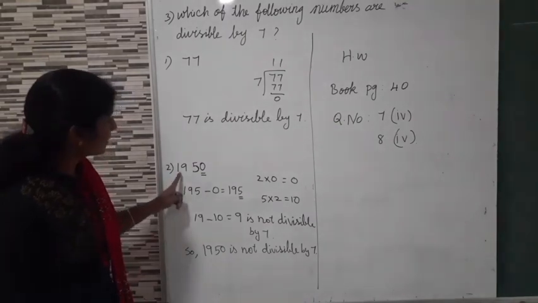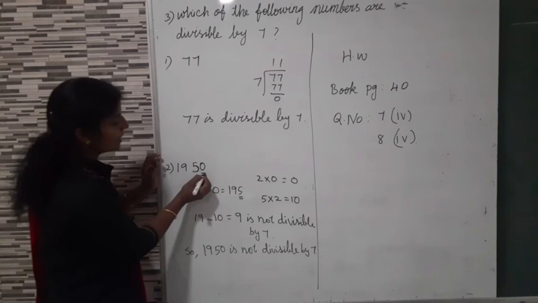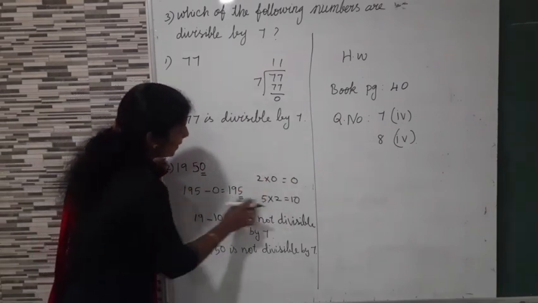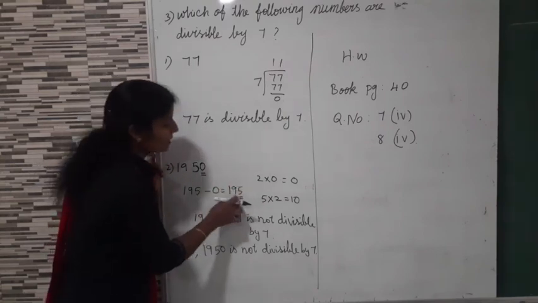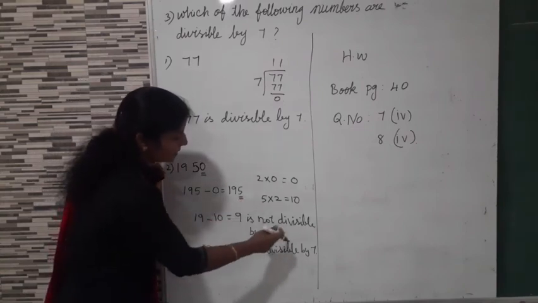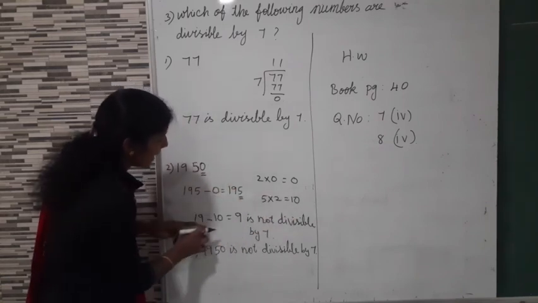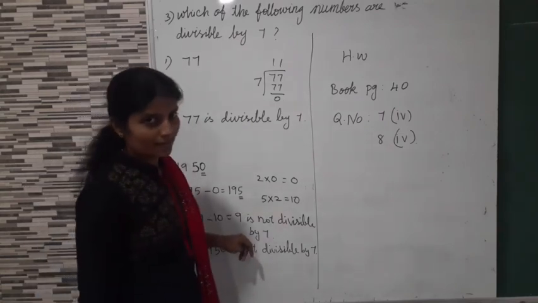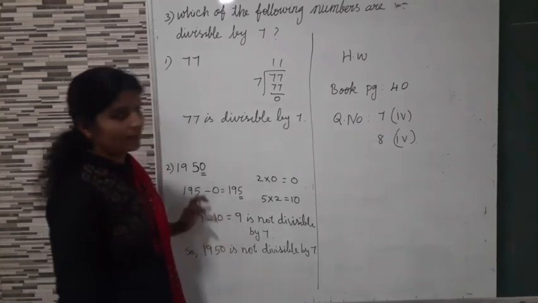Okay. So 1950 is not divisible by 7. Here the one's digit is 0. Double that number is 0. Then we subtract it from 195. Then you can't identify whether this is divisible by 7 or not. So once again I am taking the last digit and doubling it. 5 into 2 is equal to 10. Now the remaining digits are 19. 19 minus 10 is equal to 9. This 9 is not divisible by 7. So we can say 1950 is not divisible by 7.